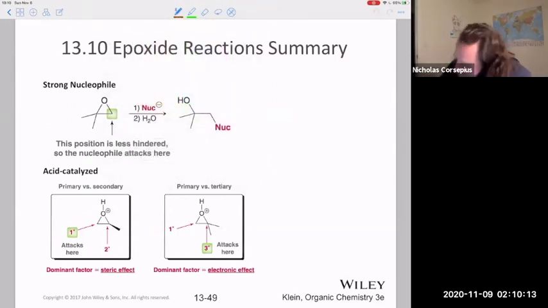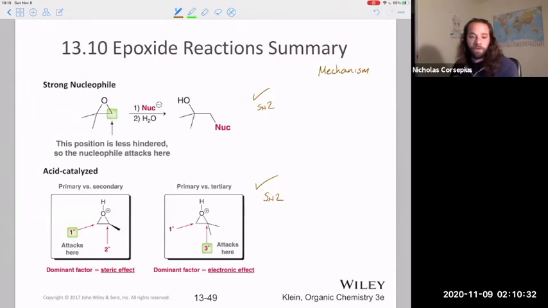All right, so just to summarize here, first thing we talk about is mechanism. You should know the mechanism for both of these reactions here. Okay, we went over them. The top is just an SN2 type mechanism. This is actually an SN2 type mechanism as well. You just have your nucleophile attacking. For the acid catalyzed, remember you have to first protonate that epoxide group. So there's that proton transfer to that oxygen. Similarly, in the strong nucleophile case, the last step is a proton transfer. You have to protonate that alkoxide leaving group.